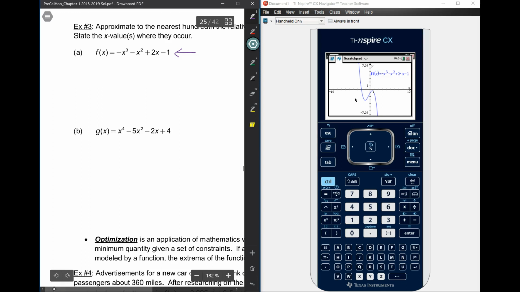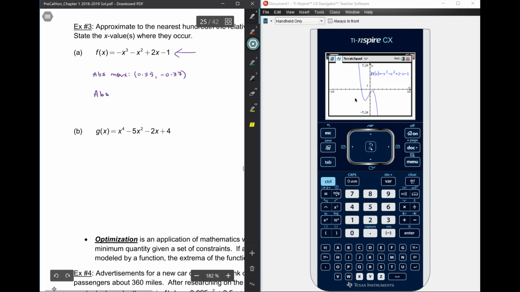Okay, so what do we think? Where is our absolute max for this one? Anybody? Yes. 0.55 for the x value and negative 0.37 for the y value. Right. So even if the question says state the x values where they occur, I like to just put in the coordinate point, right? Or you could also say f of 0.55 equals negative 0.37.